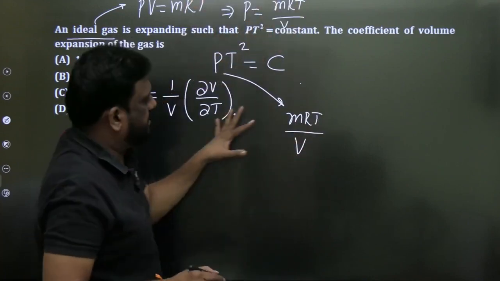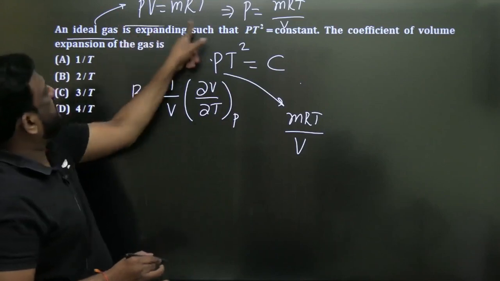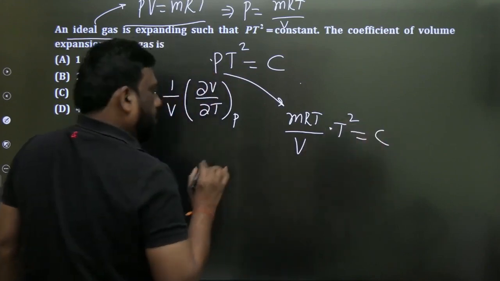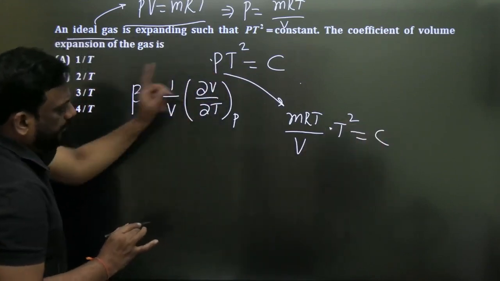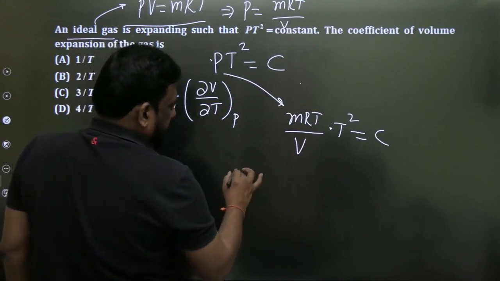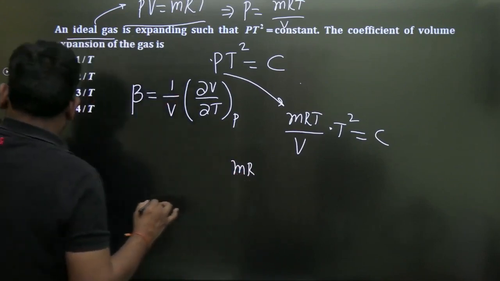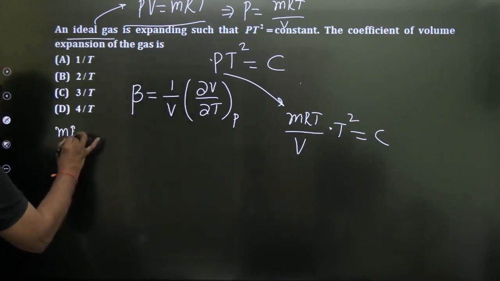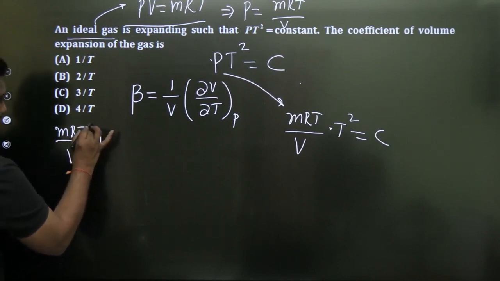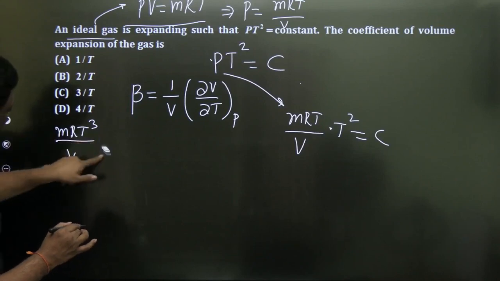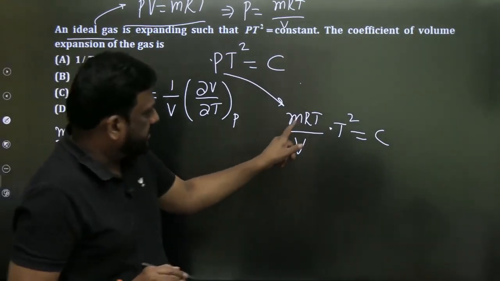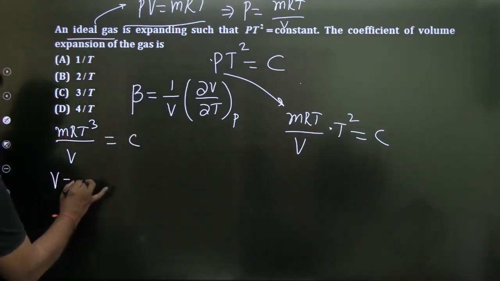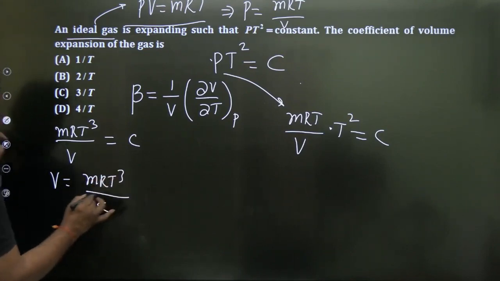This is from the thermodynamic relations chapter. This is an ideal gas, therefore I have used the ideal gas equation. P is MRT by V into T square is equal to constant. No problem at all. Now look, what do you want? Dou V by dou T. I'll write this as MRT by V into T square, that is T cube, because MRT into T square is T cube by V is equal to constant, or V is equal to MRT cube by C.